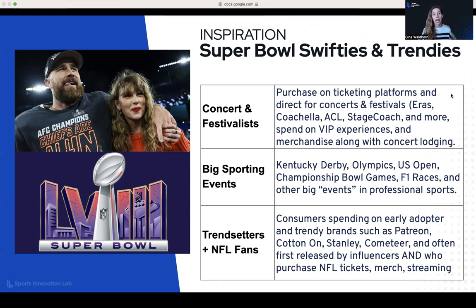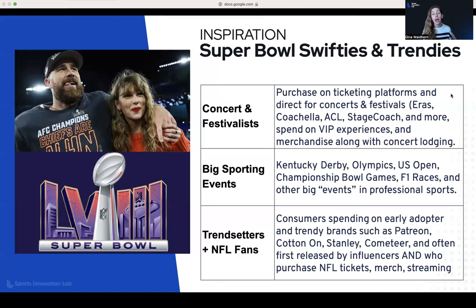We're also able to help some clients who want to find those fans who are kind of bandwagon and who maybe only participate in big sporting events, one-off sporting events. So we have an audience called Big Sporting Events that reaches consumers who have spent on US Open, Olympics, Kentucky Derby, bowl games, and again, allow you to address and capitalize and convert those one-off big sporting event fans.